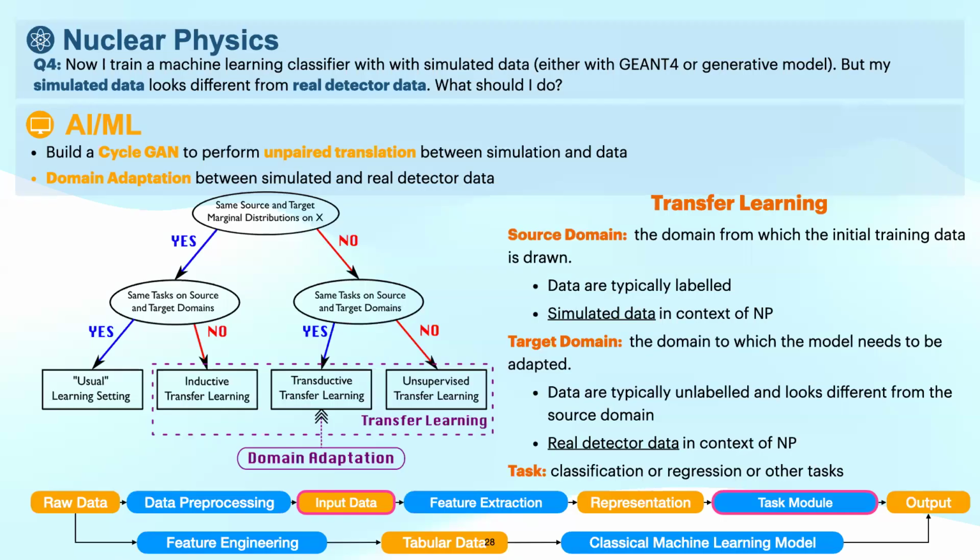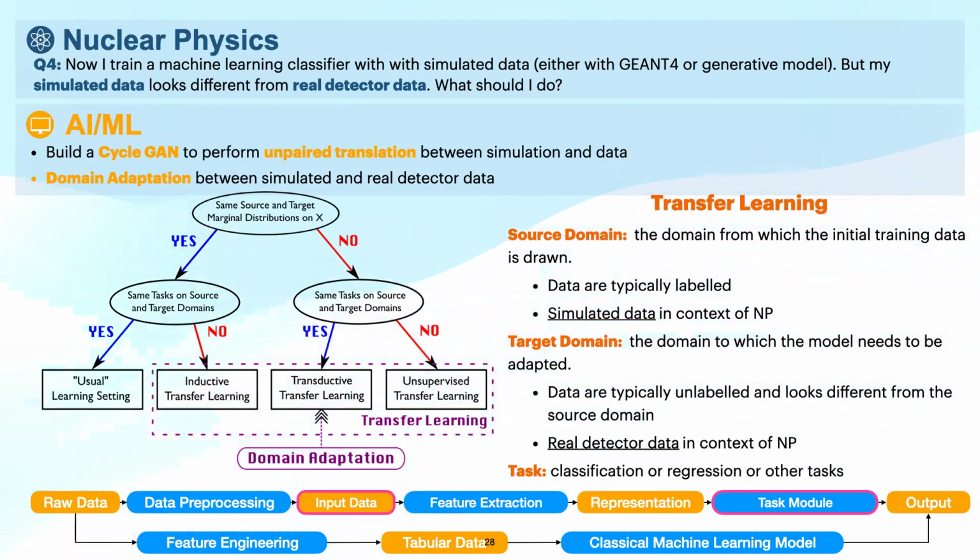The second way is to actually modify our network. This is something we call domain adaptation: doing domain adaptation between simulated data and real data when we are training a neural network model. Domain adaptation is a subcategory in a big field in machine learning called transfer learning.